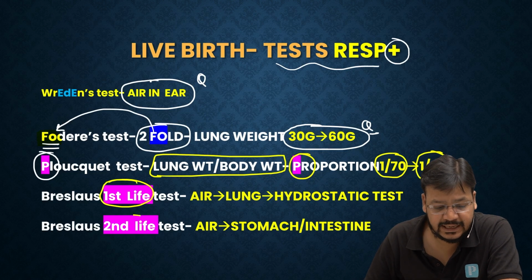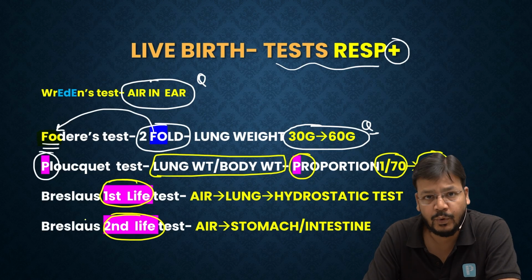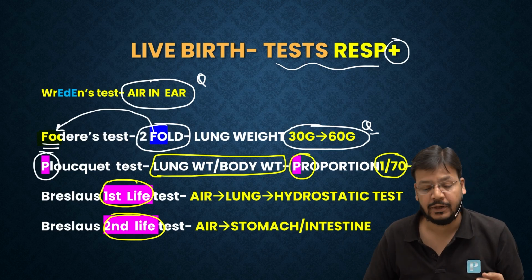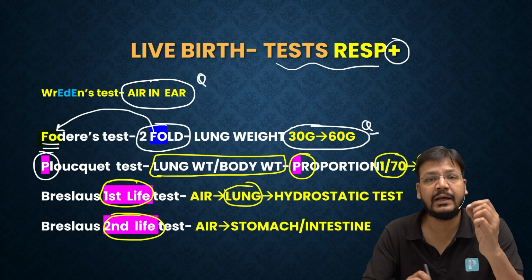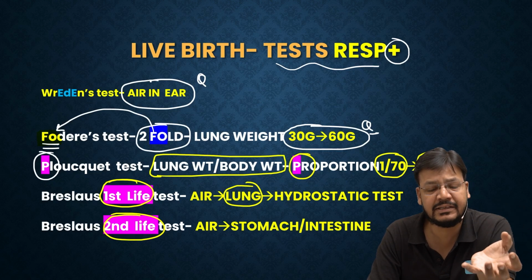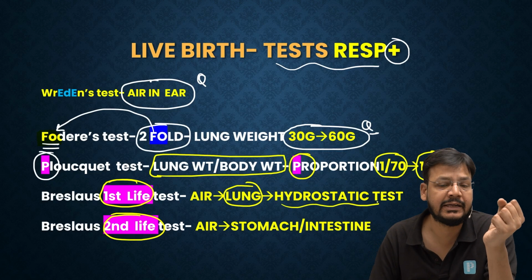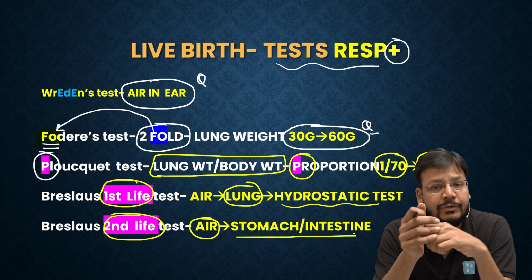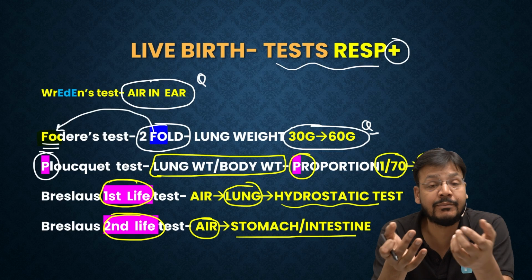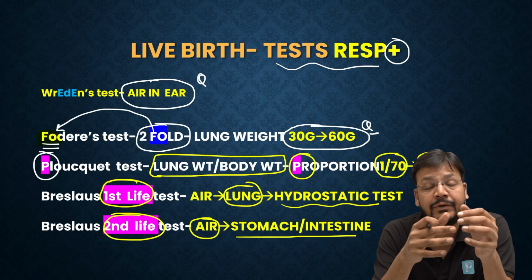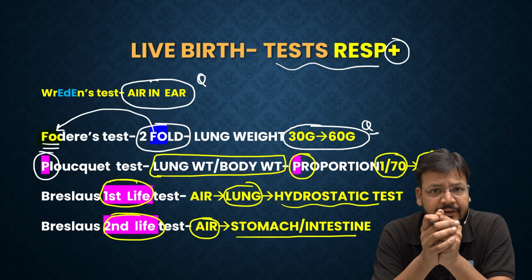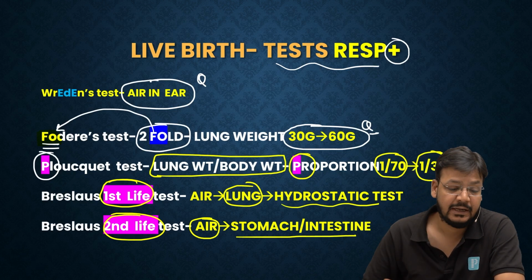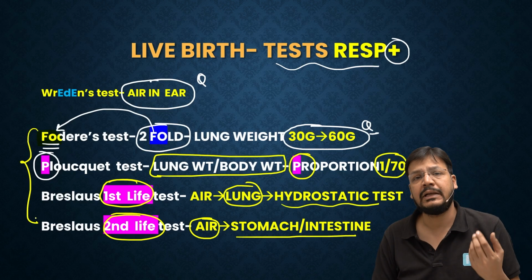Breslau first life test and Breslau second life test. What is your first life? How to remember? Your first life is the lung, so air entry in the lung is the Breslau first life test. It is also known as the hydrostatic test. Air entry in the stomach or intestine is the second life test, because your second life is the stomach or intestine. These are the tests for live birth.